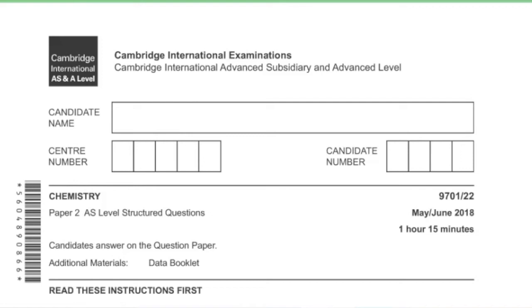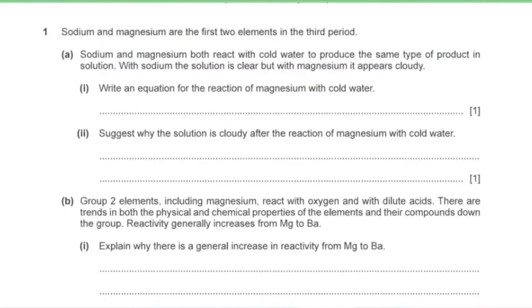Today I'll be solving Chemistry Paper 2 AS Level Structured Questions 9701 Paper 2 Range 2 Major in 2018. Question number 1. Sodium and magnesium are the first two elements in the third period. Sodium and magnesium both react with cold water to produce the same type of product in solution. With sodium, the solution is clear, but with magnesium it appears cloudy.